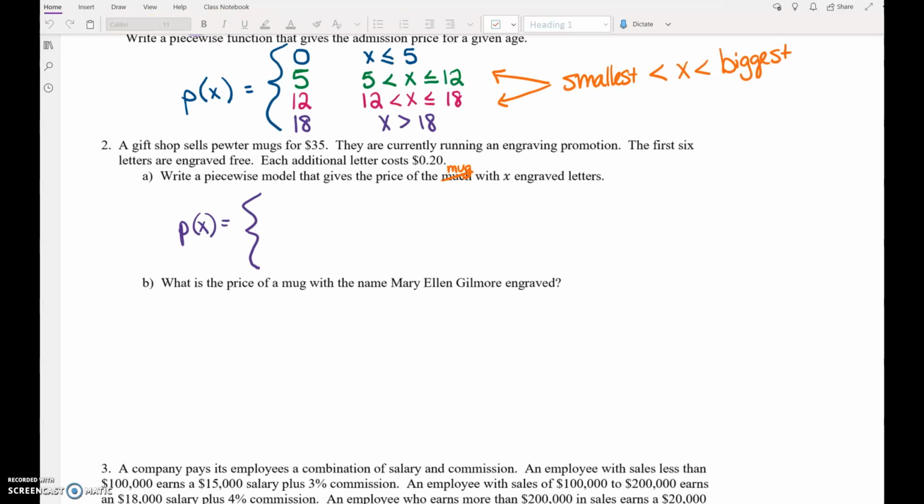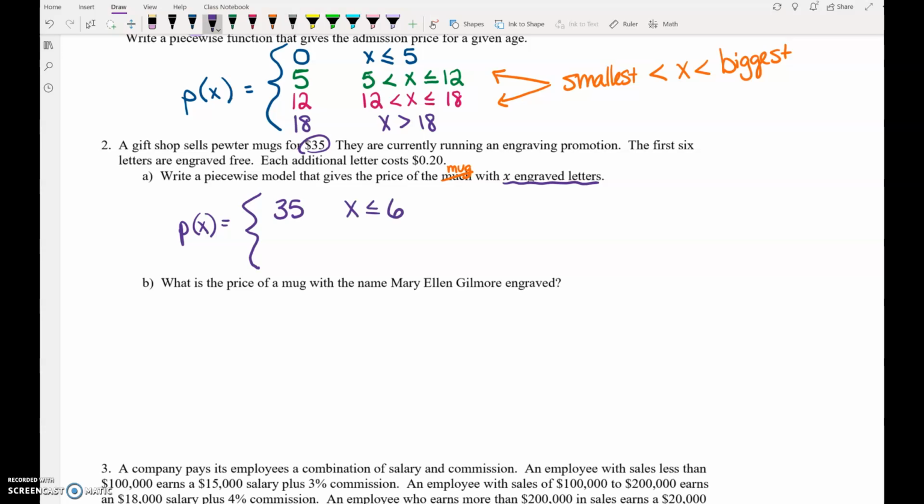How much does the mug cost? $35. So you are going to spend $35 on this mug. You get the first 6 letters engraved for free. So if X is your number of engraved letters, if X is less than or equal to 6 letters, then you just pay $35. You get those 6 letters for free.